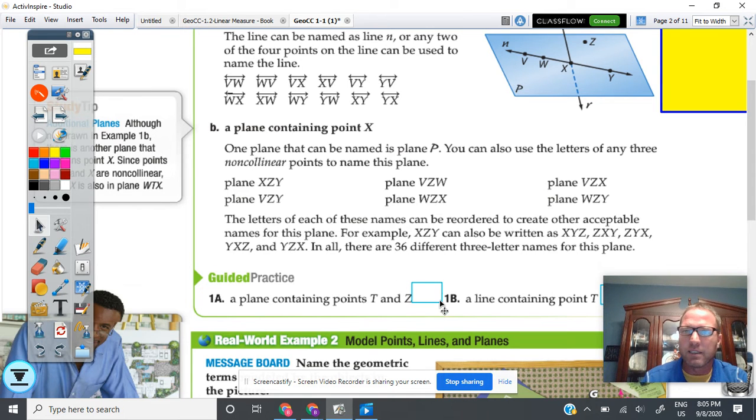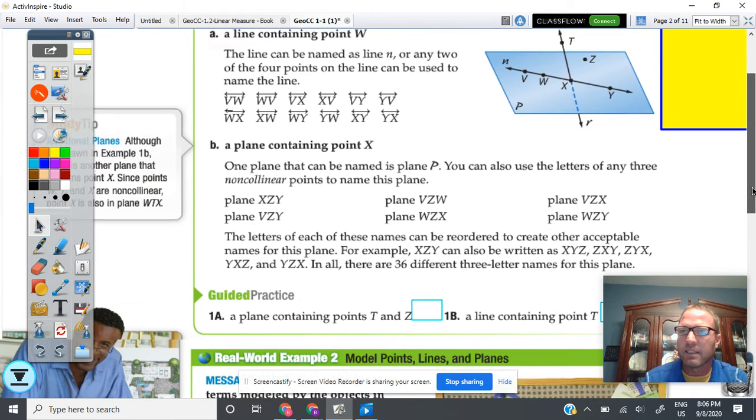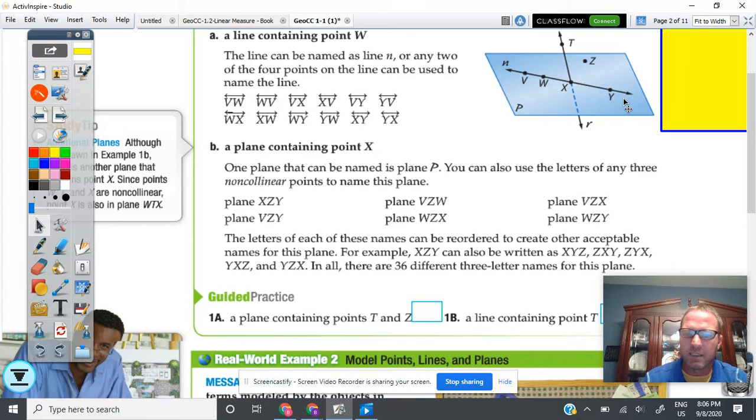Guided practice, a plane containing points T and Z. So we have T and Z. It says a plane. So technically we can use any one. It is not one drawn, but we can say any 3 non-collinear points. TZX, TZW, TZV, TZY. The book gives one example.